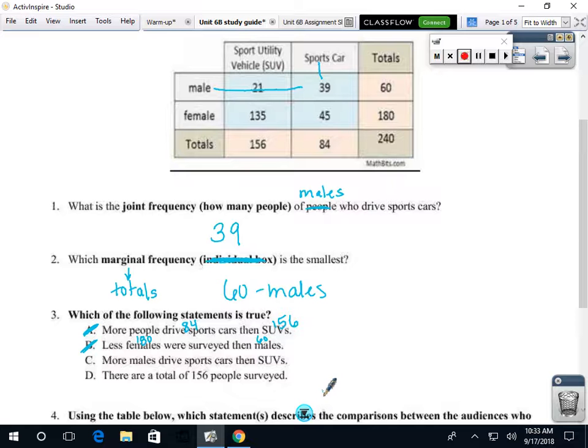Collis, do you need something? An eraser? Does somebody have an eraser he can borrow?